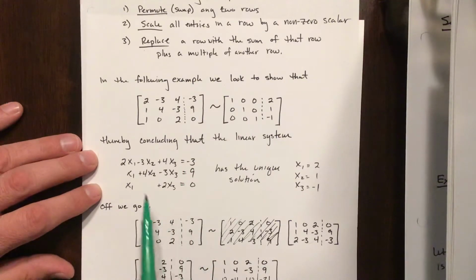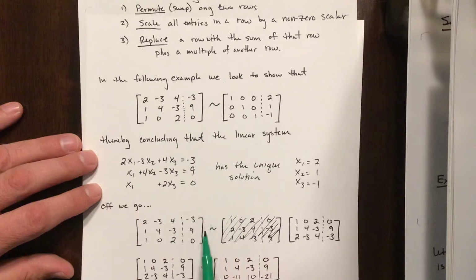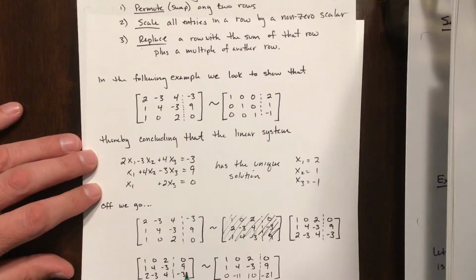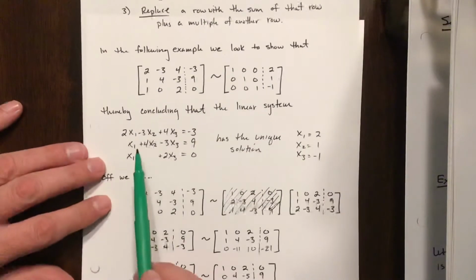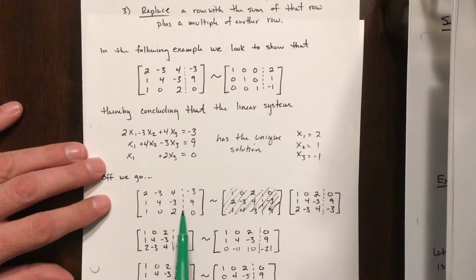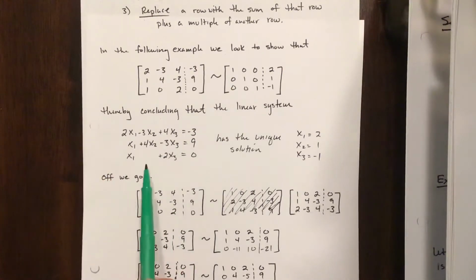So obviously the coefficients in the first row are 2, negative 3, and 4. On the other side of the equal sign, we have a negative 3. So I'm using this dashed line right here to denote the other side of the equation. Coefficients here are 1, 4, and negative 3. On the other side is a 9. 1, 0, and 2, with the other side being a 0.